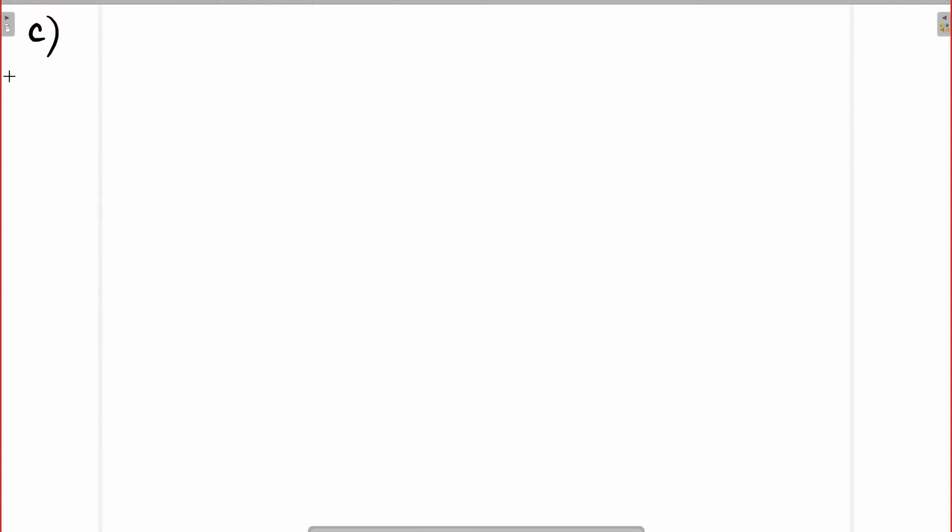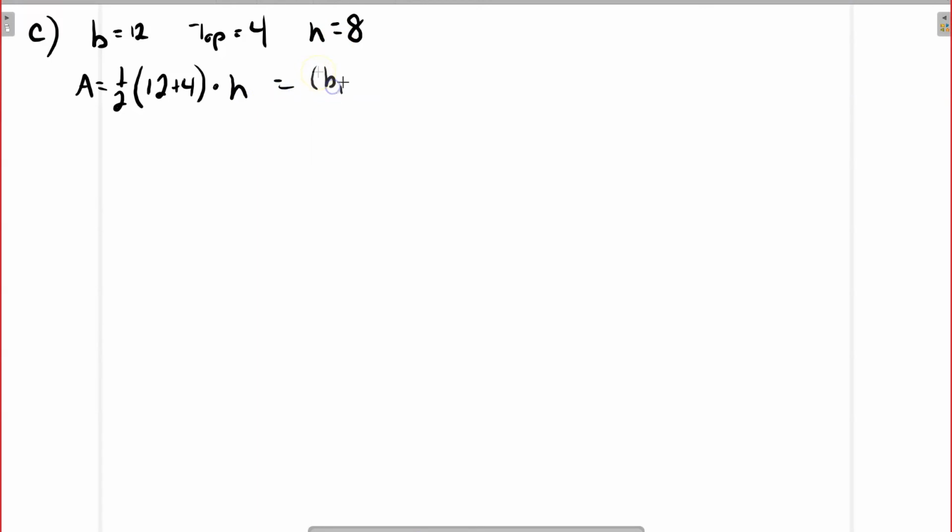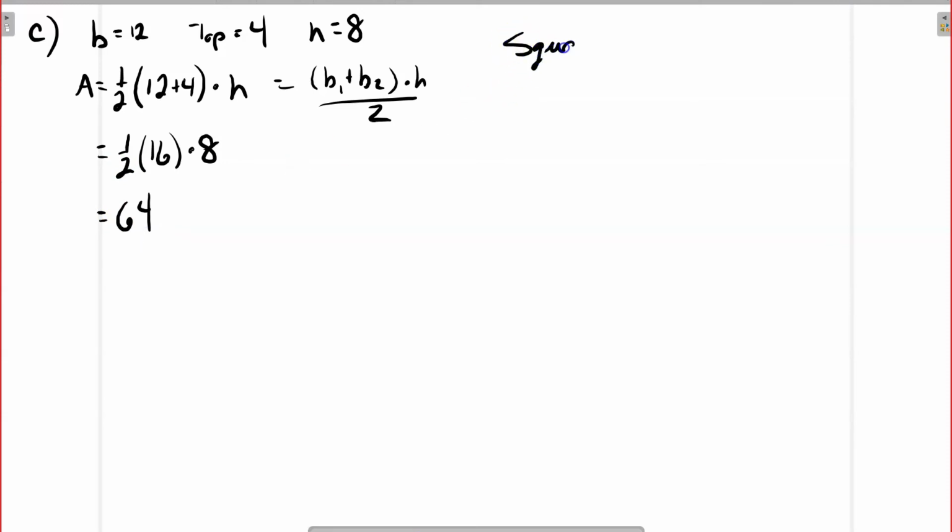Okay, this time we've got a trapezoid with a base of 12 and a top, which is 4, and a height, which is 8. So the area of the trapezoid, remember, is 1/2 the top and the bottom, 12 plus 4, times the height. Or you can do it as B1 plus B2 times h divided by 2, however you want to do it. So we've got 1/2 times 16 times the height of 8, and you multiply that out, and you end up with 64.